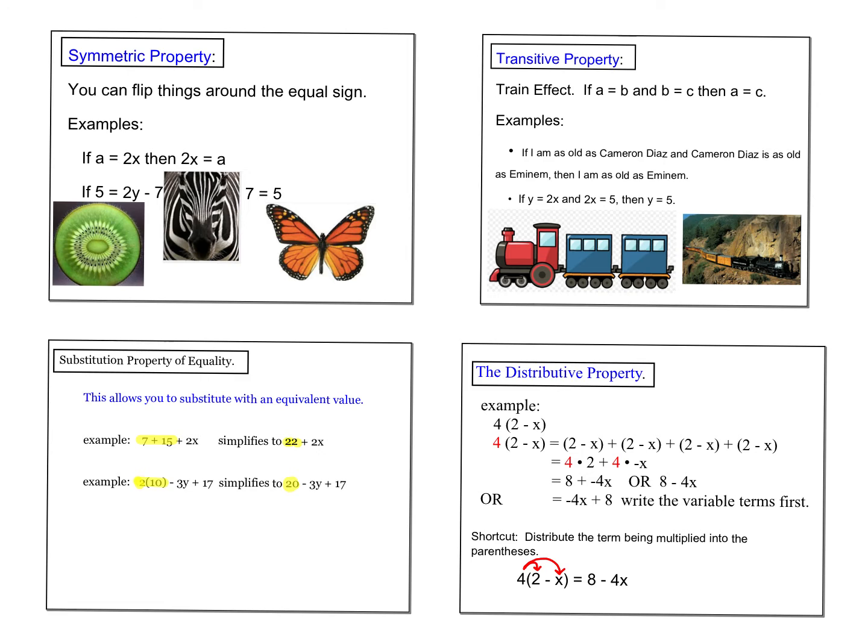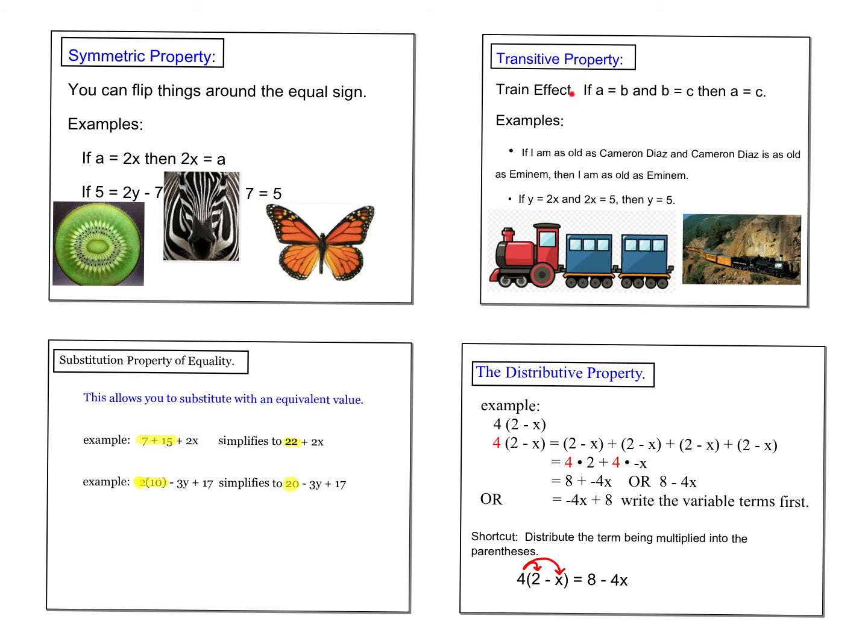Symmetric property. You can flip things around the equal sign. So if A is equal to 2x, then 2x is equal to A. So I just did things that are symmetrical here. And you're flipping around the equal sign. Some people think of this as the commutative property, but it's not. You're rewriting the equation with what was on the left is now on the right.